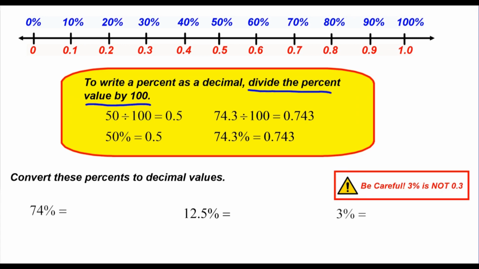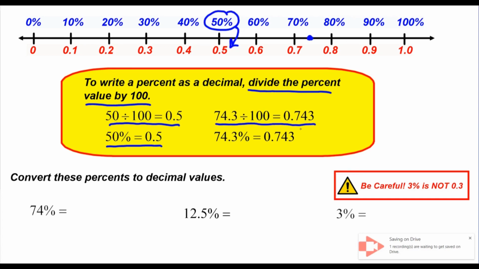So again, if I have 50% and I want to convert that back to a decimal representation, I'm going to divide it by 100 and I get 0.5. So 50% is equal to 0.5. And then my 74.3%, which is right here, if I want to convert that back to its decimal value, I divide by 100. So 74.3% is 0.743.